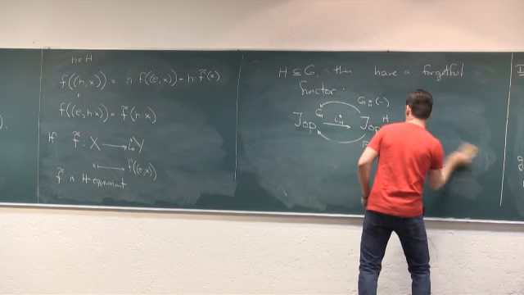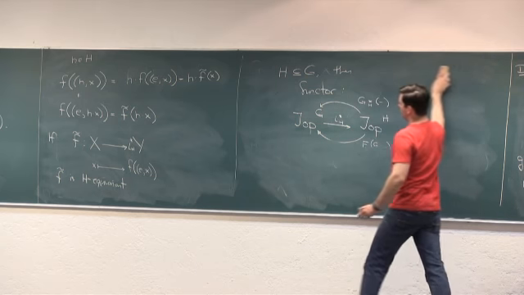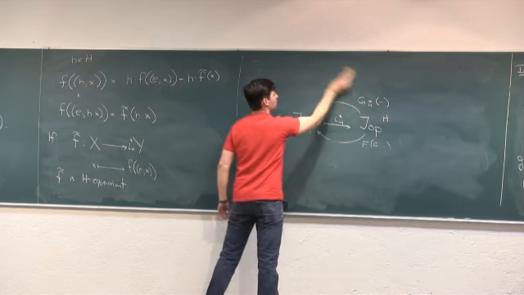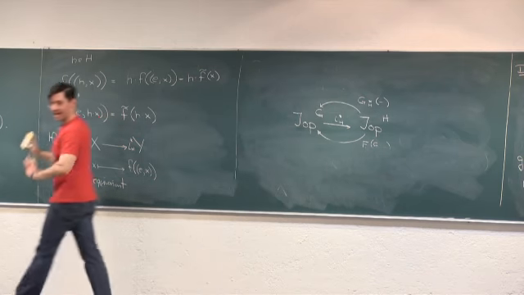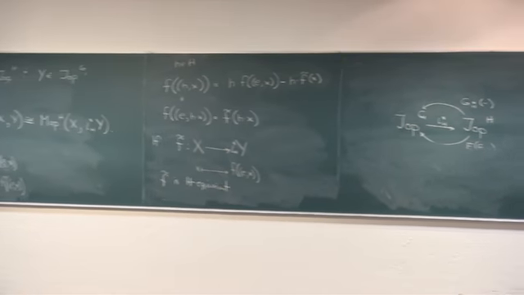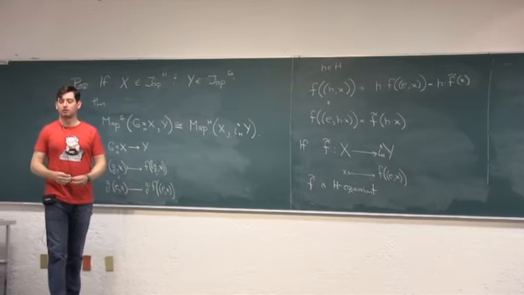Oh, I don't want to erase it. So what do you think the formulation of the right adjoint would be? What's the categorical property that the right adjoint is going to have?